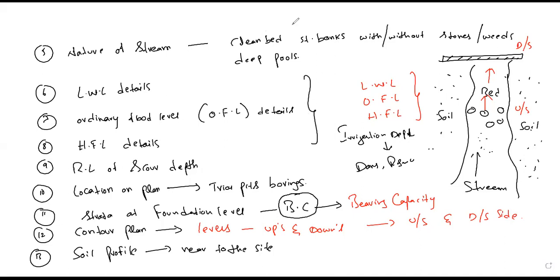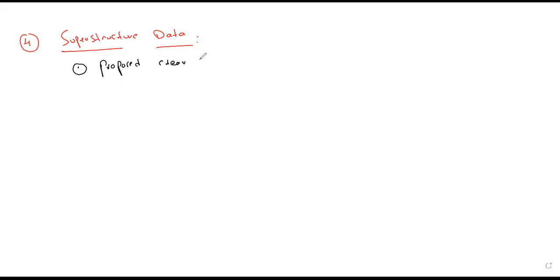And the fourth one. So let's see the fourth one: superstructure data. What do you mean by superstructure data? What we need under superstructure data? First one, what is the proposed clear roadway over the bridge?